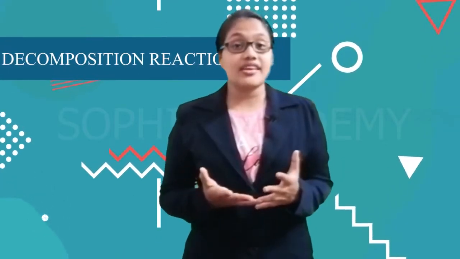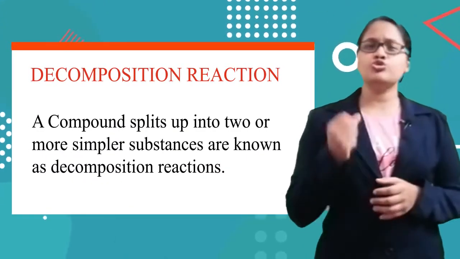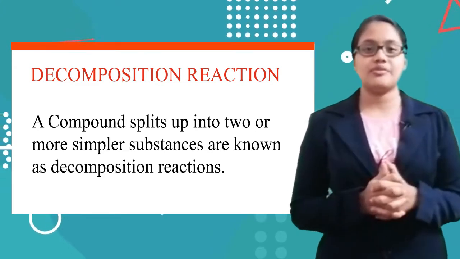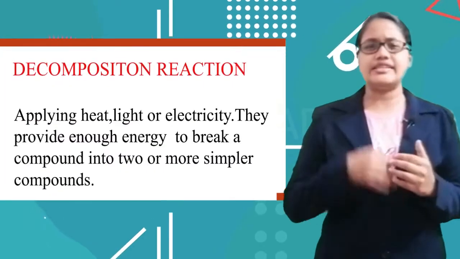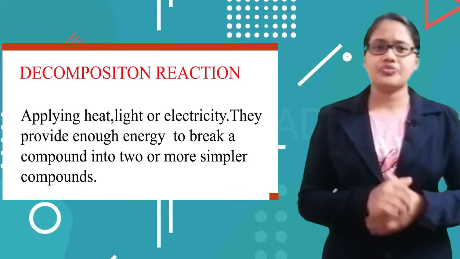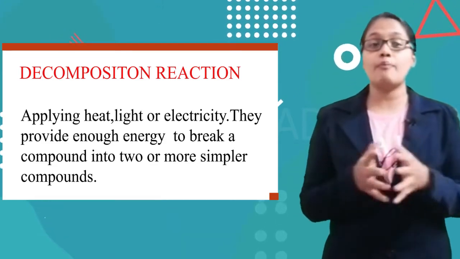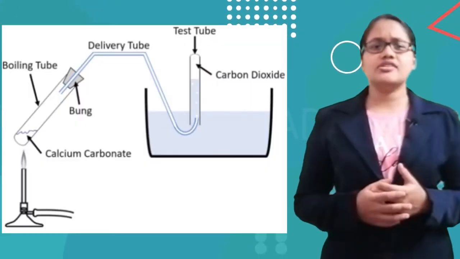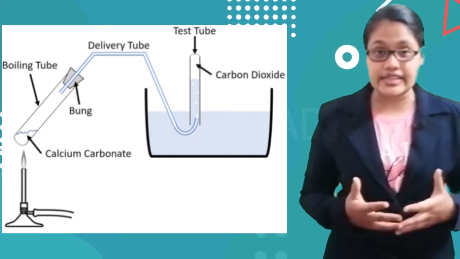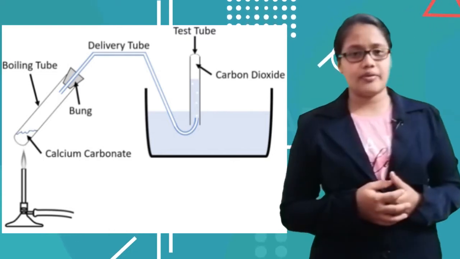The second type of reaction is the decomposition reaction. As the name says, in this type of reaction, a compound splits or breaks up into two or more simpler substances. The decomposition can be carried out by applying heat, light or electricity. They provide enough energy to break a compound into two or more simpler substances. For example, calcium carbonate decomposes on heating and gives calcium oxide and carbon dioxide.